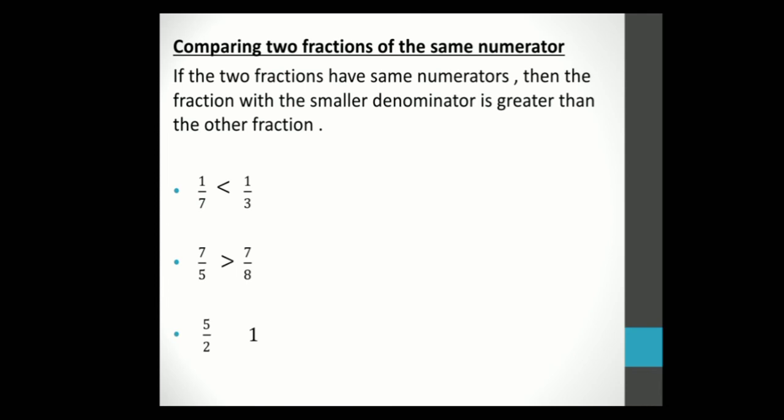Now, I have 5 over 2 and a whole number 1. 1 can be written in the form of any number over itself. So I can convert 1 to be 5 over 5. Now, I have two fractions with the same numerator, 5 over 2 and 5 over 5. Which is bigger? If the two numerators are similar, I search for the smallest denominator. The smallest denominator here is 2. So 5 over 2 will be bigger than 5 over 5. So 5 over 2 is bigger than 1.